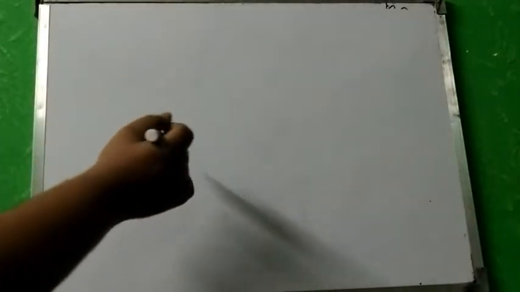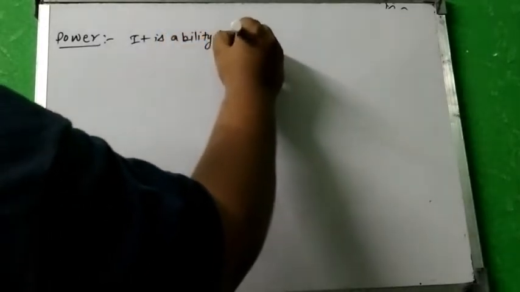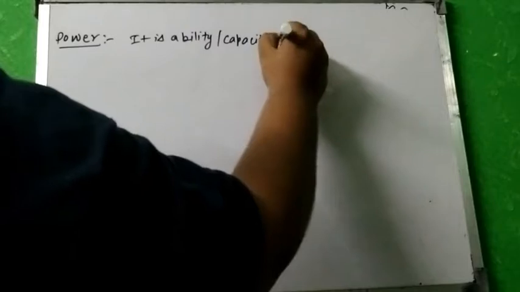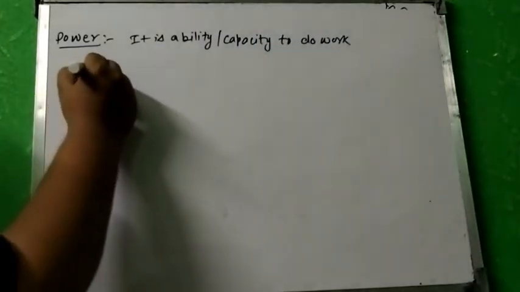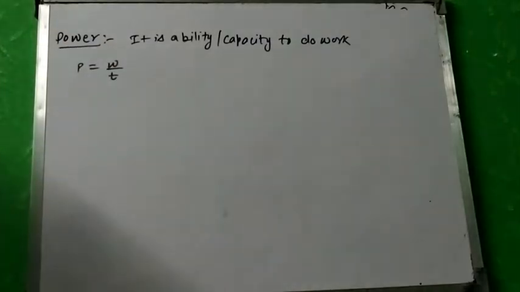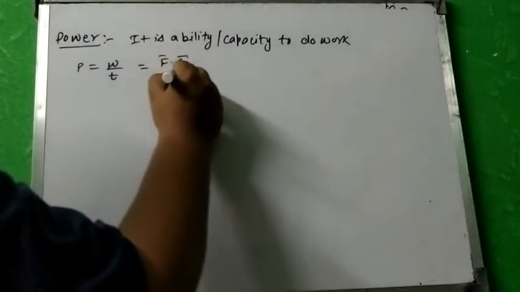In today's class, we will study power. Power is the ability or capacity to do work. Power is work done upon time, or you can write vector F dot S upon time.